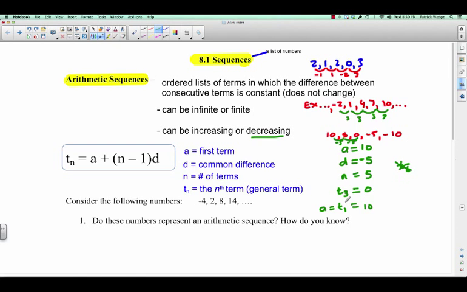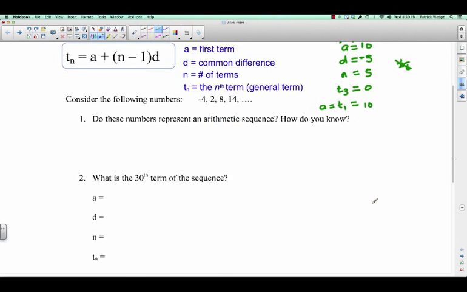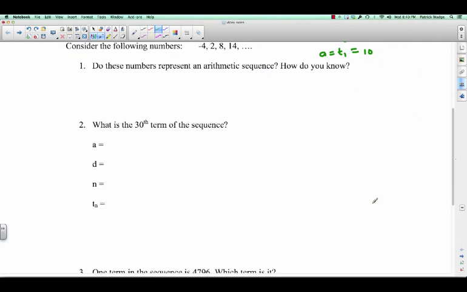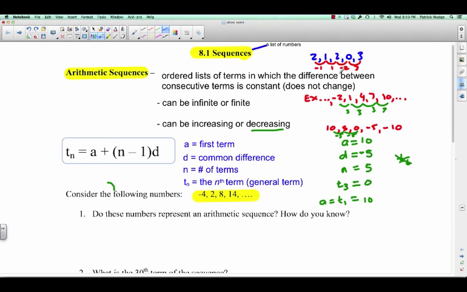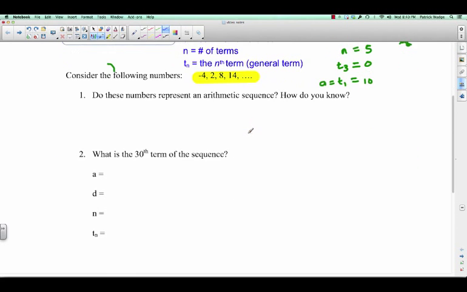Okay, so consider the following numbers. We're going to answer some questions now. We got these numbers here: -4 and 2 and 8 and 14. Do these numbers represent an arithmetic sequence? How do you know? Well, what makes an arithmetic sequence arithmetic is that there's a common difference. There's a constant difference between them.